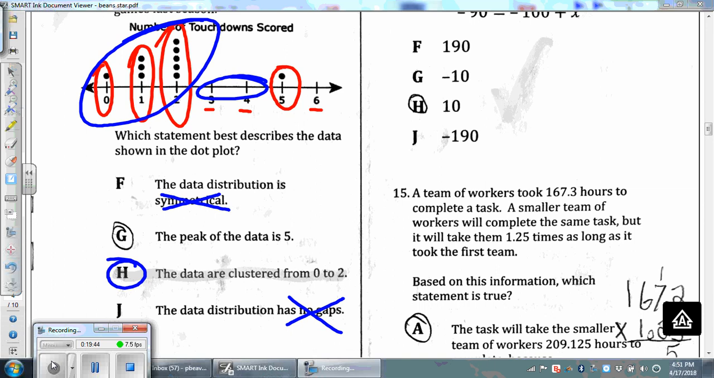Okay, so for this one, we just went over the question. So it says, which statement best describes the data shown in the dot plot? And so the answer is this one. The data are clustered from 0 to 2.